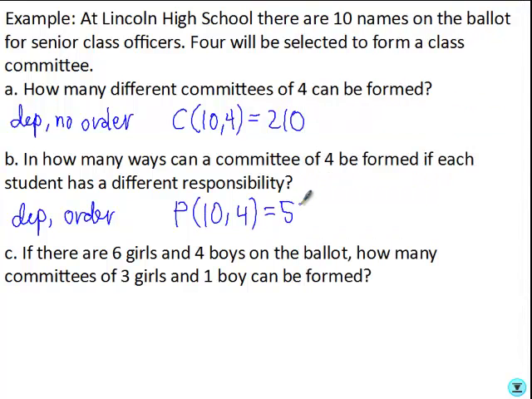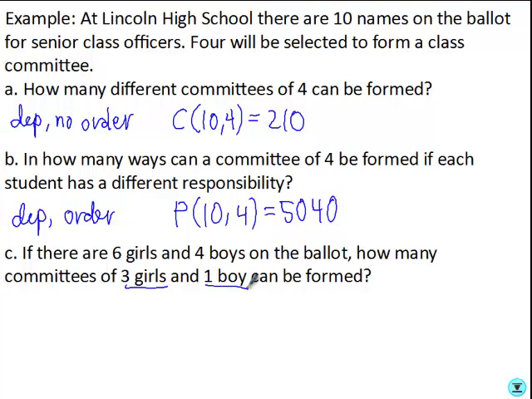5,040. A lot more. When the order matters, the number of ways goes up. And then finally, if there are 6 girls and 4 boys on the ballot, how many committees of 3 girls and 4 boys can be formed? Okay, this one's probably the most difficult. All right, we're going to pick 3 girls and 1 boy.